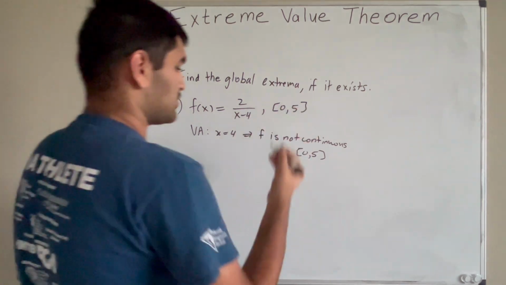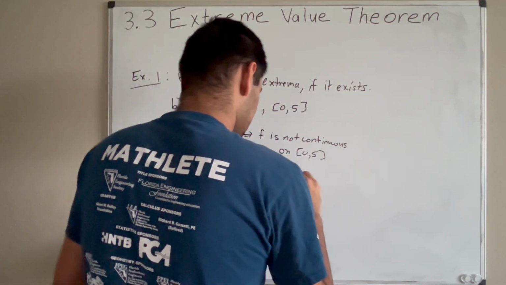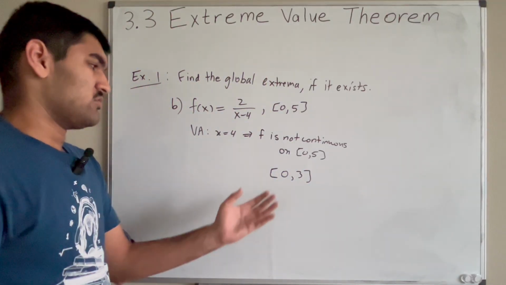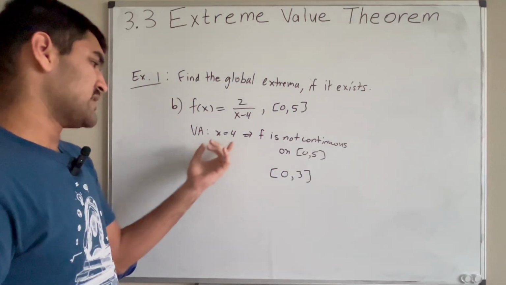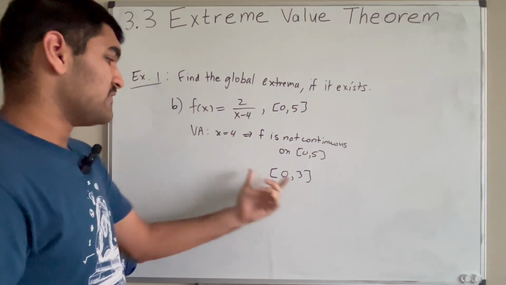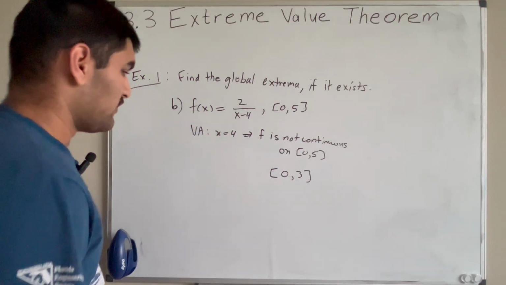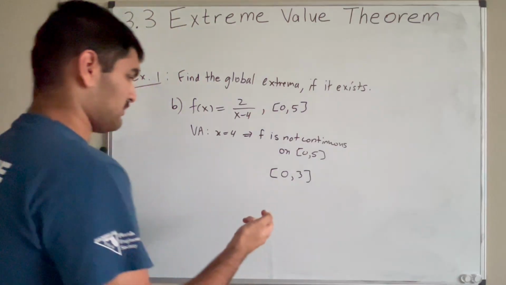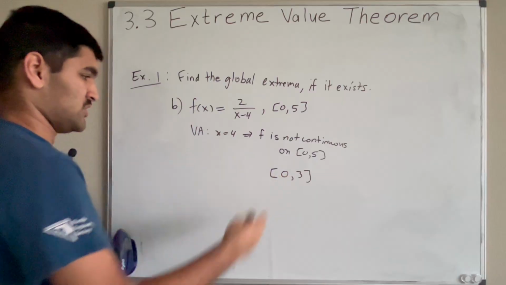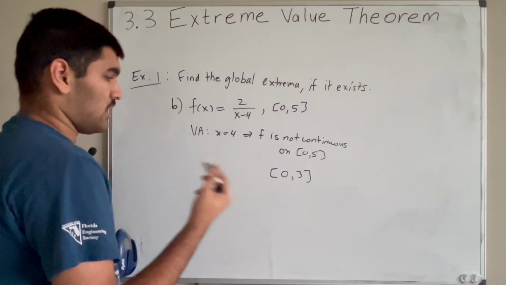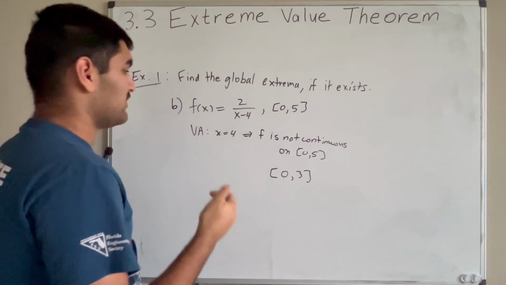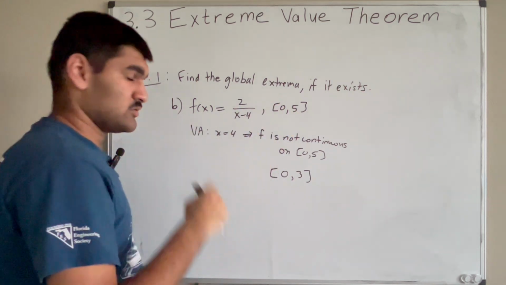Well, that's okay. Let's just see what happens if we restrict our interval. Let's say 0 to 3. So now is f continuous on 0 to 3? Well, f still has the vertical asymptote at x equals 4, but now that falls outside of this interval 0 to 3. So therefore, f is continuous on 0 to 3. So therefore, the extreme value theorem guarantees the existence of a global maximum and a global minimum on this interval because f is continuous on the closed interval. So now, how do we find it? Well, we simply find the critical points of f, and then we just evaluate f at the critical points plus the endpoints. Don't forget the endpoints.